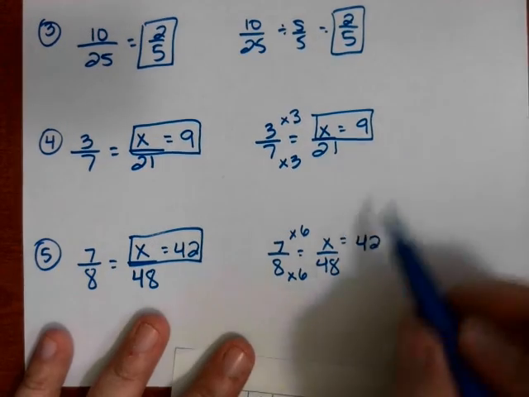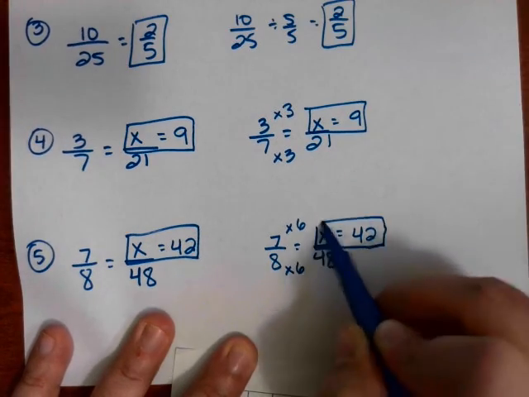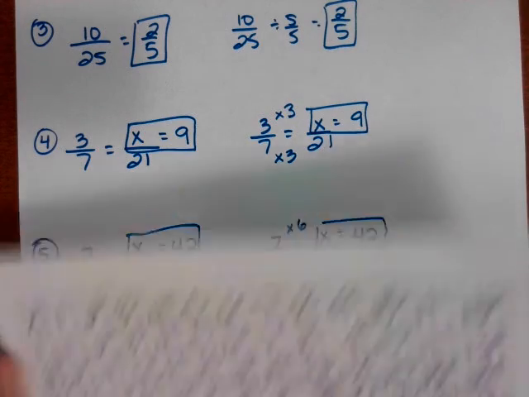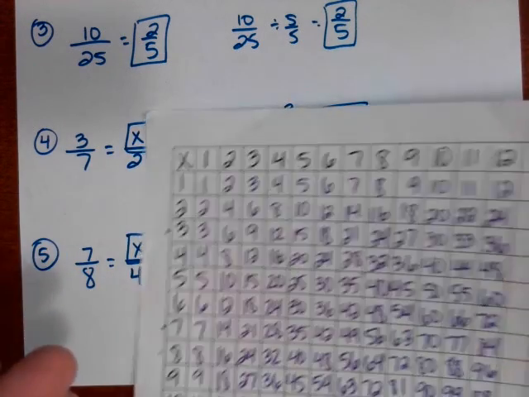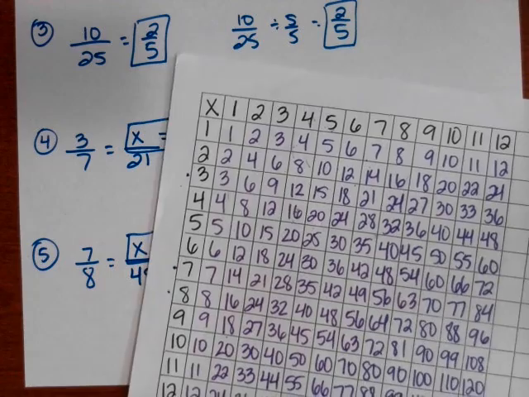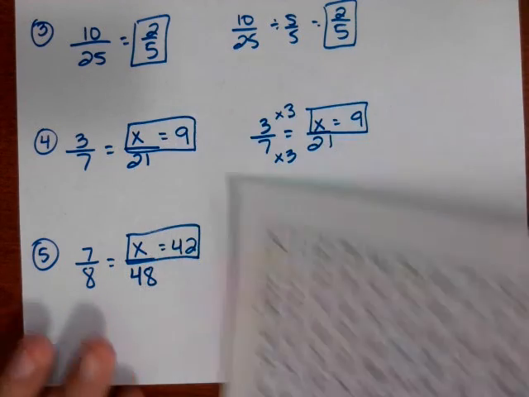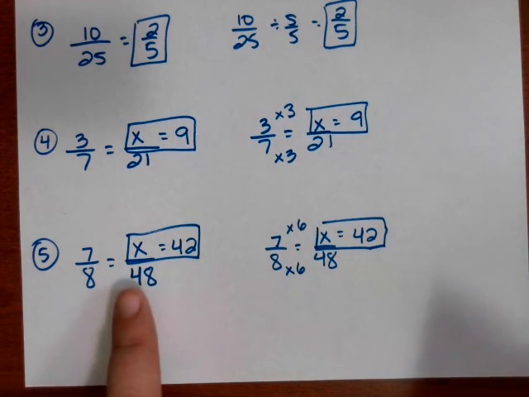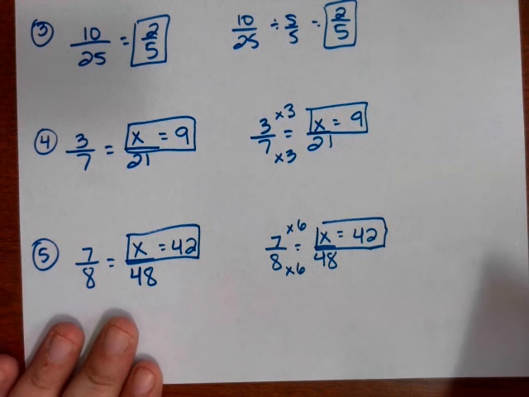And that's it, guys. All we're doing today is simplifying fractions using our multiplication chart, or coming up with an equivalent fraction, again using our multiplication chart. Or if you can find that common factor or that multiple that will get you the new denominator, that's another way you can do it as well.